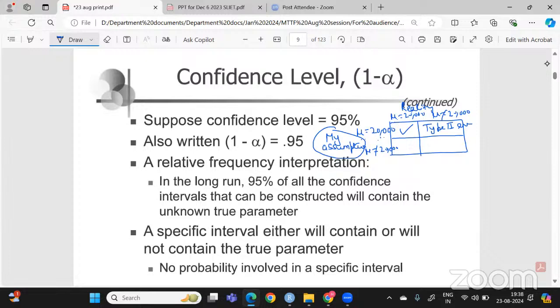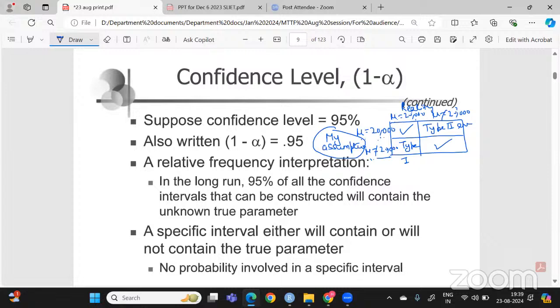If my assumption says that mu is not equal to 20,000, but actually mu is equal to 20,000, that means I am committing a type 1 error. And when mu is not equal to 20,000 is my assumption, and actually it is not equal to 20,000, that means I am making a correct decision. So I hope the idea of type 1 error is clear to all of you.